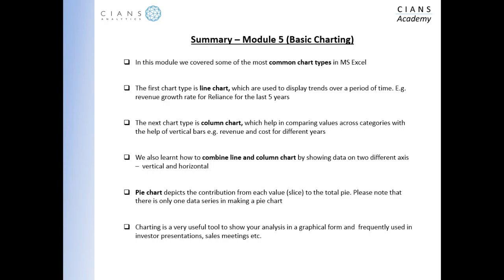The other type of chart is a column chart, which helps in comparing values across categories with the help of vertical bars. For example, if LG India wants to see the trend of revenue numbers from two segments, mobiles and TV, over the past 5 years, it can be done easily by making a column chart. In this case, for each year, the revenues from mobiles and TV will be shown as vertical bars.